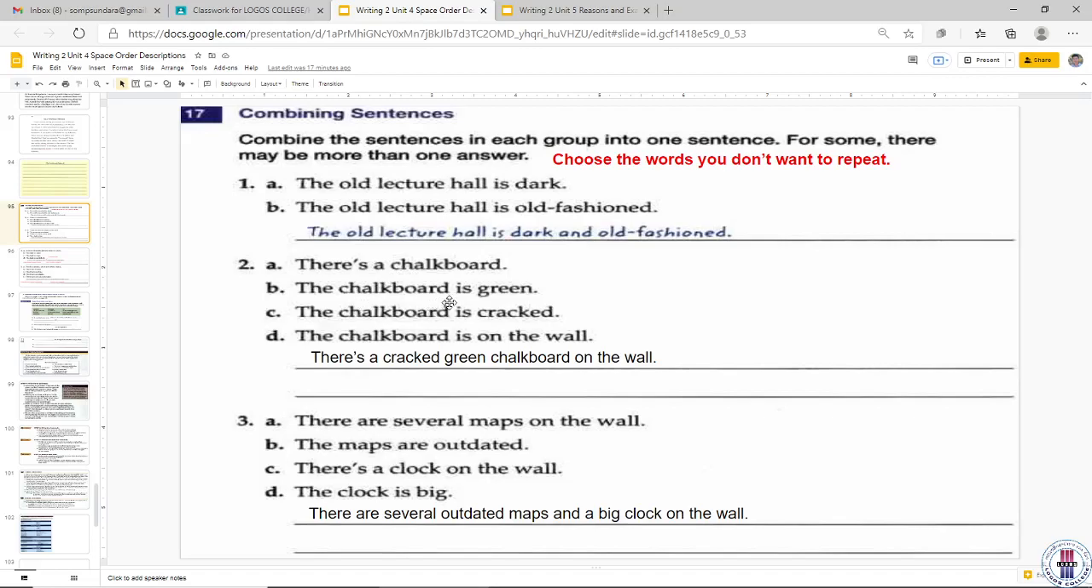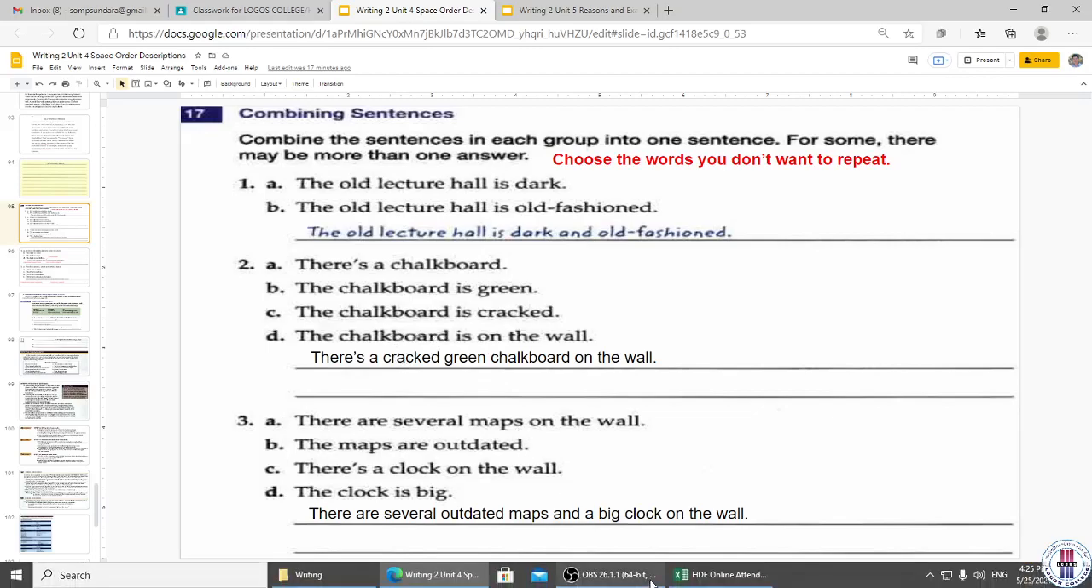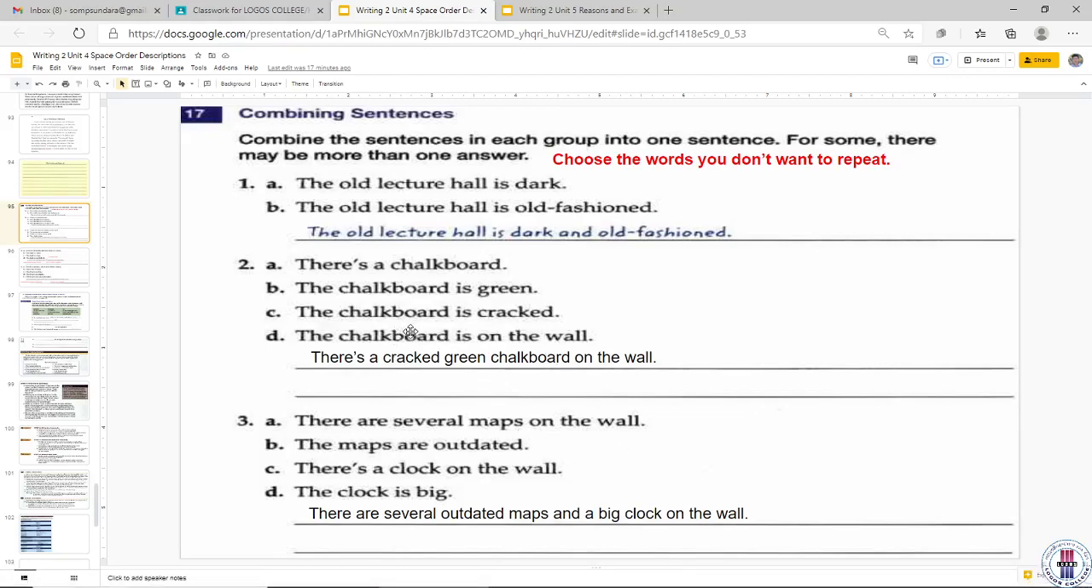Number 2. The chalkboard is green. The chalkboard is cracked. The chalkboard is on the wall. We say there's a cracked green chalkboard on the wall. Number 3, there are several maps on the wall. The maps are outdated. There's a clock on the wall. The clock is big. Here, this is kind of tricky. On the wall is repeated twice, so you don't have to say it again. This talks about maps, this talks about the clock. There are several outdated maps and a big clock on the wall.